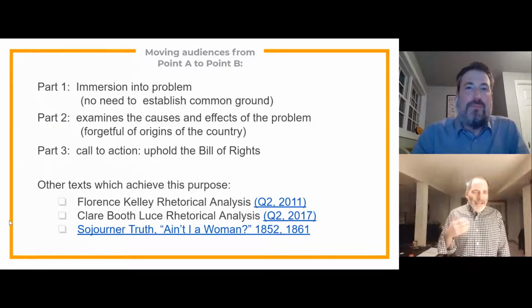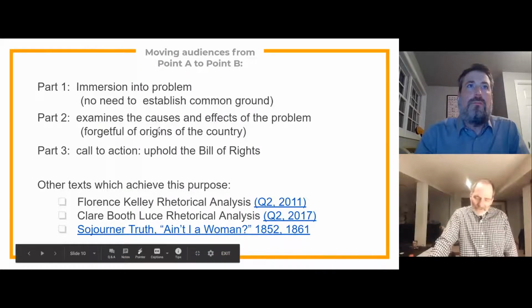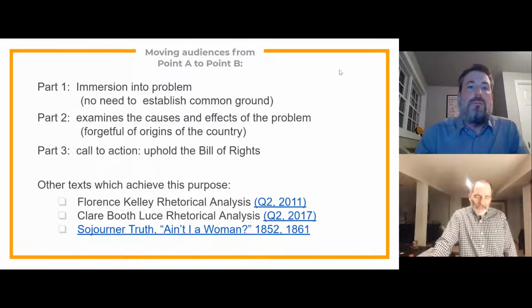Part two, we now need to take a step back. Let's look at the causes and effects of this problem. In this case, we have forgotten the origins of our country. We've strayed away from the freedom of speech. We have allowed this witch hunt to censor people. And then last but not least, how do we move forward with a call to action to uphold the Bill of Rights? A new vision.